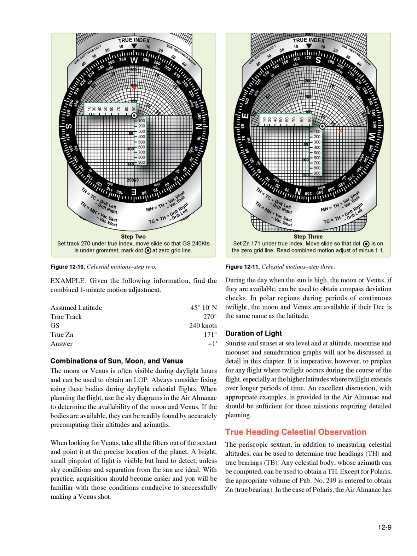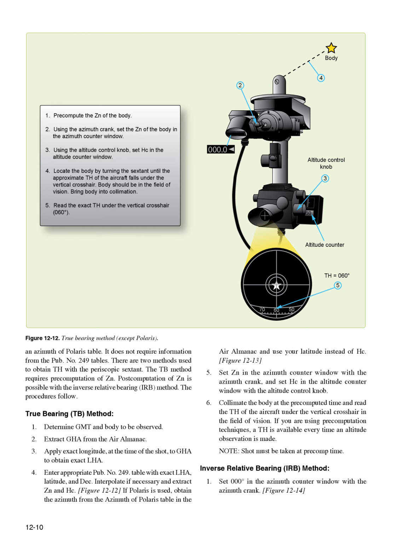True heading celestial observation. The periscopic sextant, in addition to measuring celestial altitudes, can be used to determine true headings, TH, and true bearings, TB. Any celestial body whose azimuth can be computed can be used to obtain a TH. Except for Polaris, the appropriate volume of Pub. No. 249 is entered to obtain Zn, true bearing. In the case of Polaris, the Air Almanac has an azimuth of Polaris table. It does not require information from the Pub. No. 249 tables.